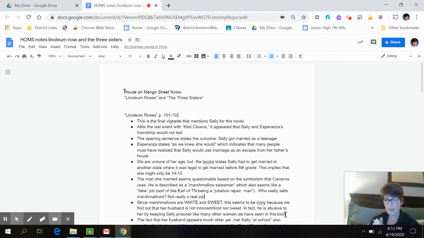Linoleum Roses takes place sometime later after the carnival, where Sally has had the chance to form a new relationship with a new man. So there has to be enough time that that would have happened. So this seems like it's a little bit later than maybe like the next week, because now this is what happens to Sally as her final chapter and her final appearance in the book. So follow along on page 101 if you want to with us as we read Linoleum Roses.